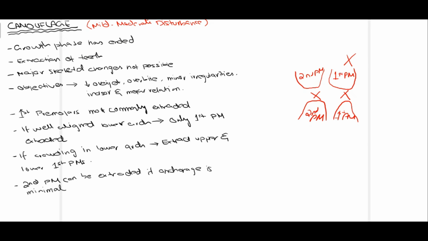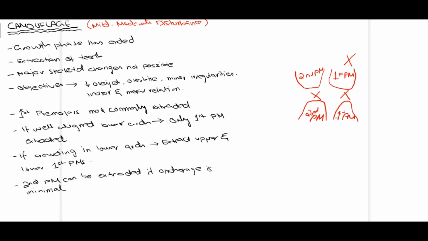Now camouflage treatment is basically based on the extraction of teeth, so that you can adjust the teeth and correct it somehow so that it's more aesthetically and functionally pleasing to the patient as well. Skeletal changes cannot be done because growth has also ended and we are not going for any surgery, so only dental changes we can do over here. Now the main objective of camouflage treatment is to reduce the overjet and also overbite, correct minor irregularities, along with correction of incisor and molar relation as well.